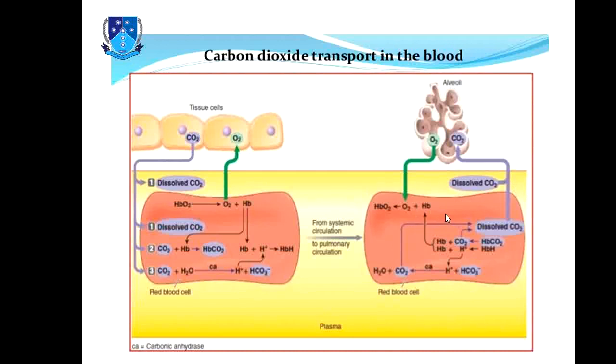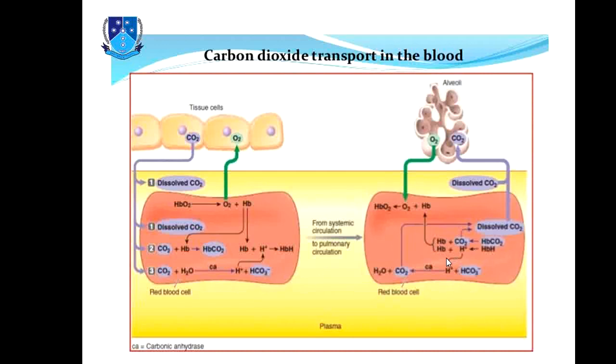The dissolved carbon dioxide will eventually go over here, and also the carbon dioxide which is combined with the hemoglobin will be released due to the decrease in concentration of carbon dioxide over here. Due to the decreased level of carbon dioxide all around, this hemoglobin will release this carbon dioxide.